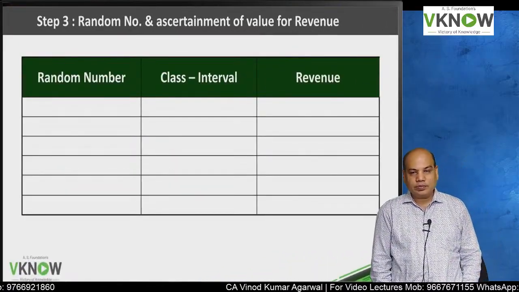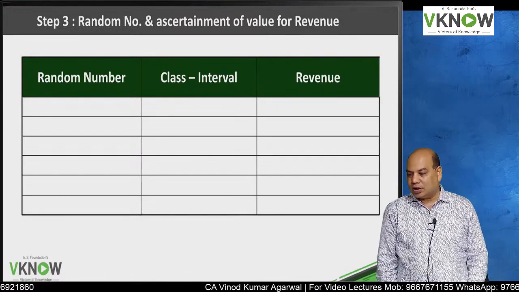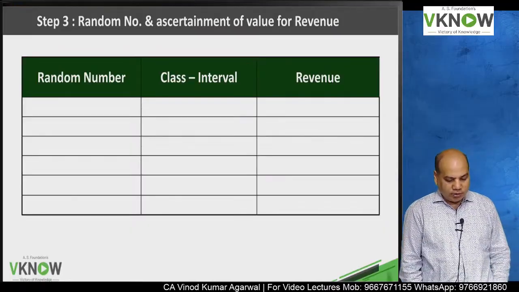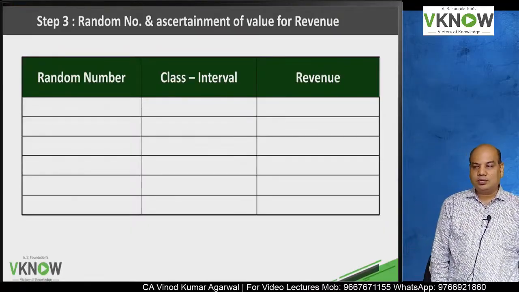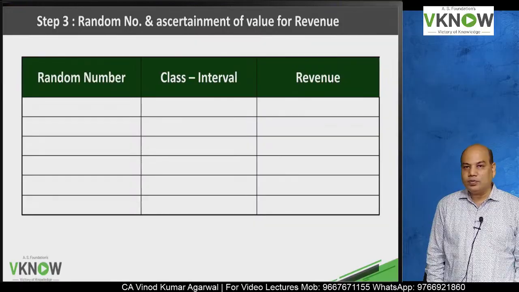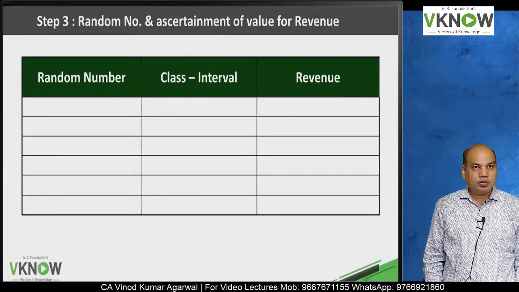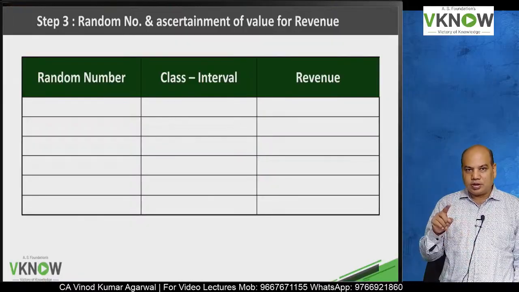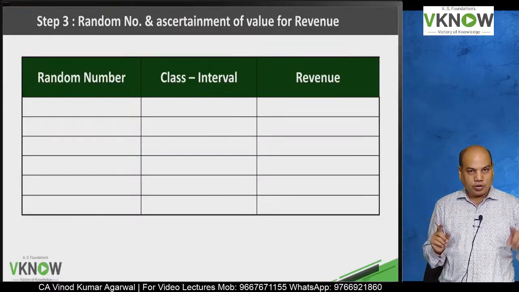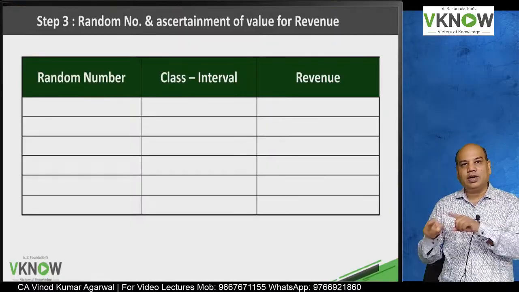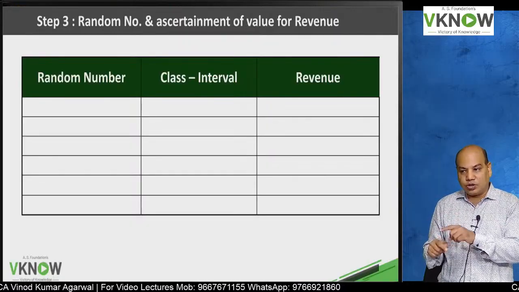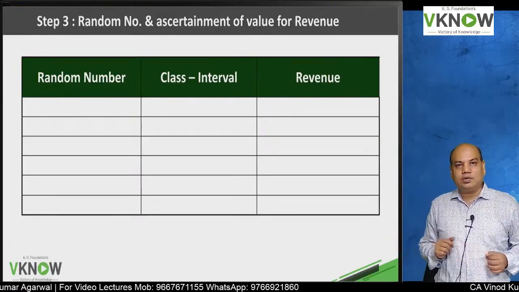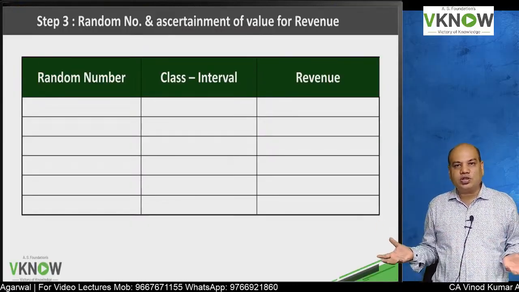random number and ascertainment of value for revenue. So 3 columns: random number, class interval, revenue. From the random number I will identify the class interval in which that random number falls, and from the class interval I will find what is the possible revenue.